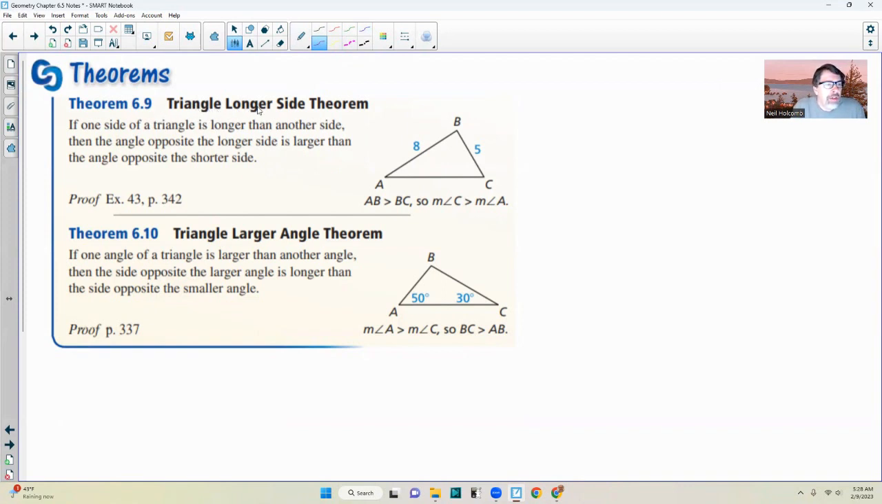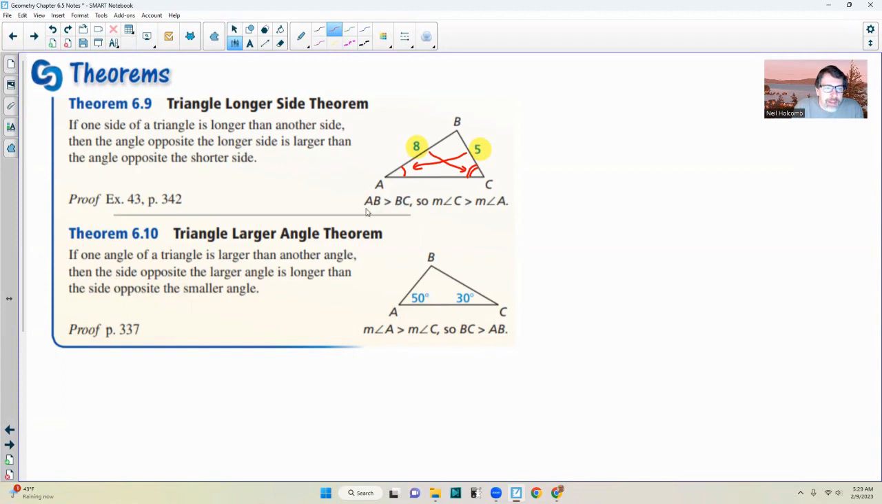So theorem 6.9 says triangle longer side theorem. If one side of a triangle is longer than another side, then the angle opposite the longer side is larger than the angle opposite the shorter side. So if I look at this first triangle here, AB is 8 and BC is 5. So obviously 8 is more than 5. So since 8 is more than 5, then angle C, since it is opposite side AB, which is length 8, angle C is greater than the angle that's opposite the shorter side of length 5. So 5 is opposite angle A. So I'm going to put 2 marks here to make it look larger. So since this is 8 and this is 5, this angle's bigger than this angle because the angle opposite the larger side is larger. So that's what this says.